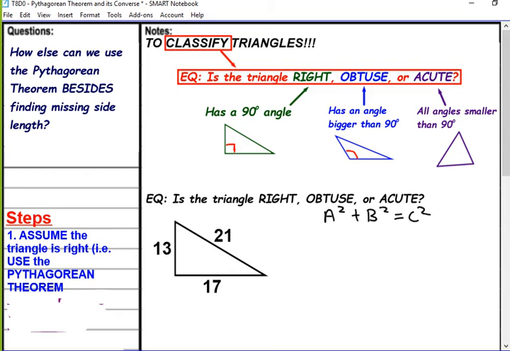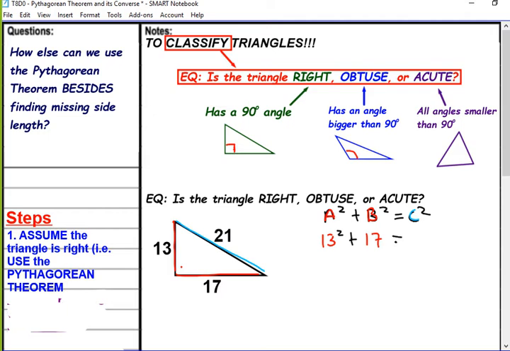I'm going to use the same principles of the Pythagorean theorem. This looks like it should be the right angle, and so I'm going to take these two to be the legs of the triangle. This also fits because I know the hypotenuse has to be the largest side, so I'm going to take 21 to be the potential hypotenuse. So I'll take 13 squared plus 17 squared, and that's going to equal 21 squared.